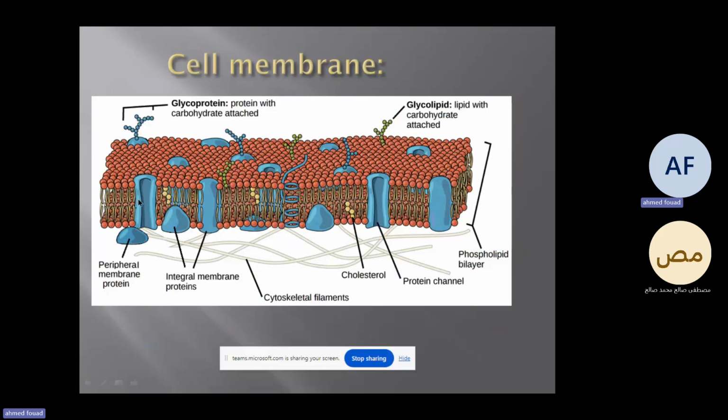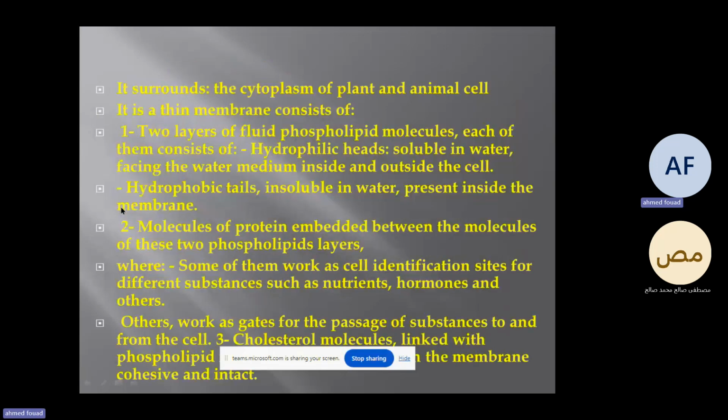So the cell membrane consists, from outside the cell and inside the cell, of two layers of phospholipid. From outside and inside, they face the content of the cell by hydrophilic heads. And the two layers face each other by hydrophobic tails. So it surrounds the cytoplasm of plant cell and animal cell.